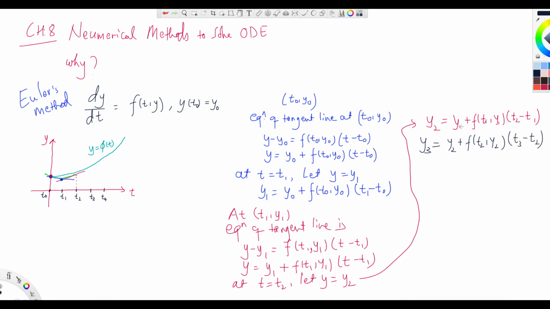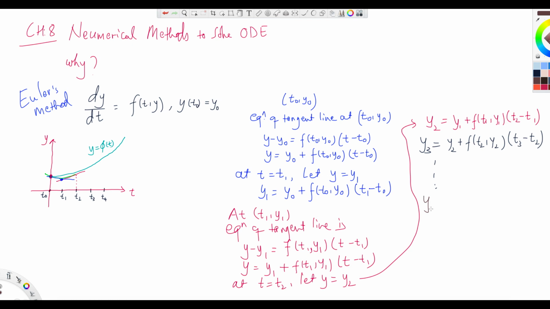You see that? All of these subscripts are the same except that t. Whatever there is, if there is y2, there will be t2. If there is y3, there will be t3. So if you continue this process, what do you get? I want to generalize this.